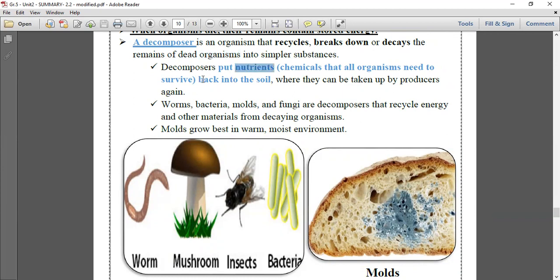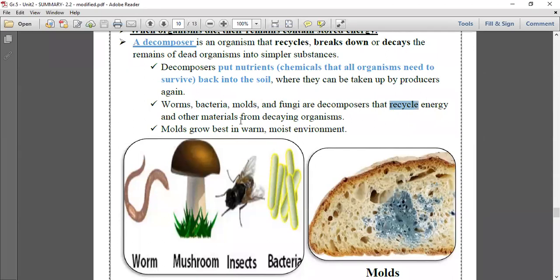Decomposers put the nutrients back into the soil. So when the decomposers break down the plant and the animal matter, they make some wastes. These wastes are the nutrients, the way to return the nutrients back to the soil, where they can be taken by producers again. Worms, like earthworms, bacteria, molds, and fungi, like the mushroom, are decomposers that recycle energy and other materials from decaying organisms.